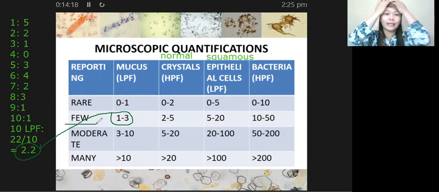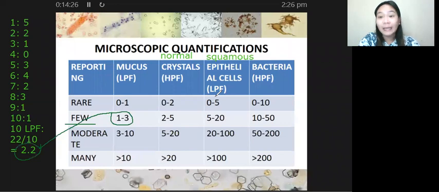So, ganun lang siya kadali. Okay? So, same is true with your epithelial cells. You just have to count ilang epithelial cells ang meron per field, per low power field. Okay? And then, you have to consider 10 low power fields, get the average of that, and then kung saan po siya magfo-fall, yun ang ire-report mo.